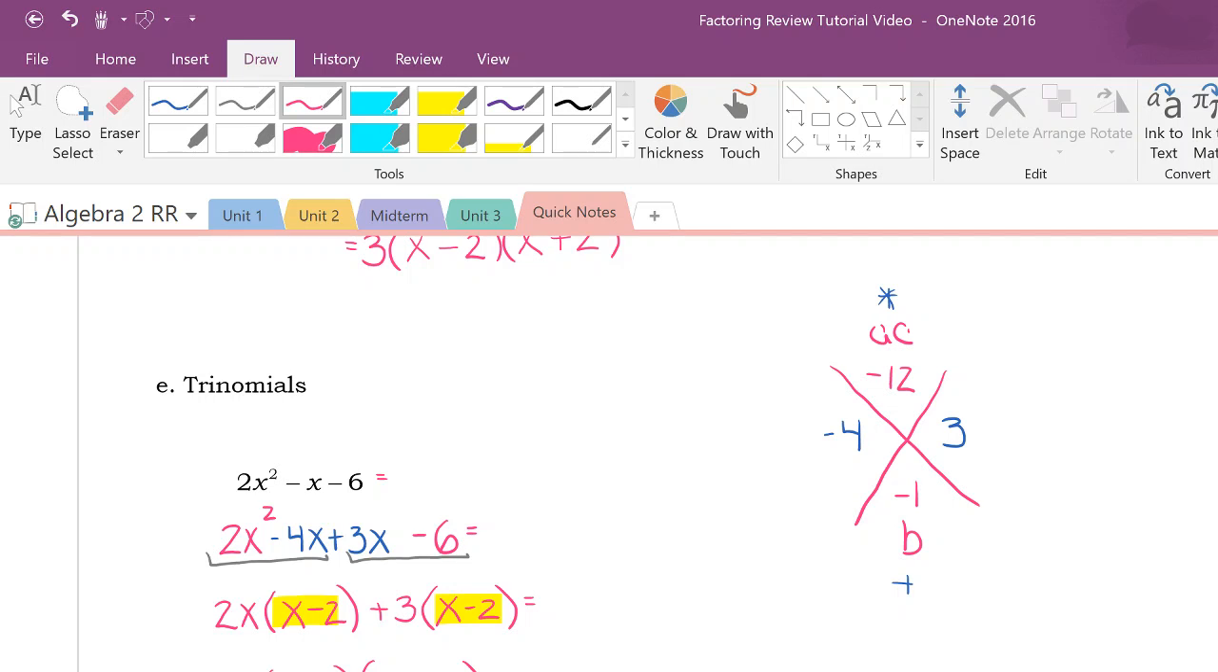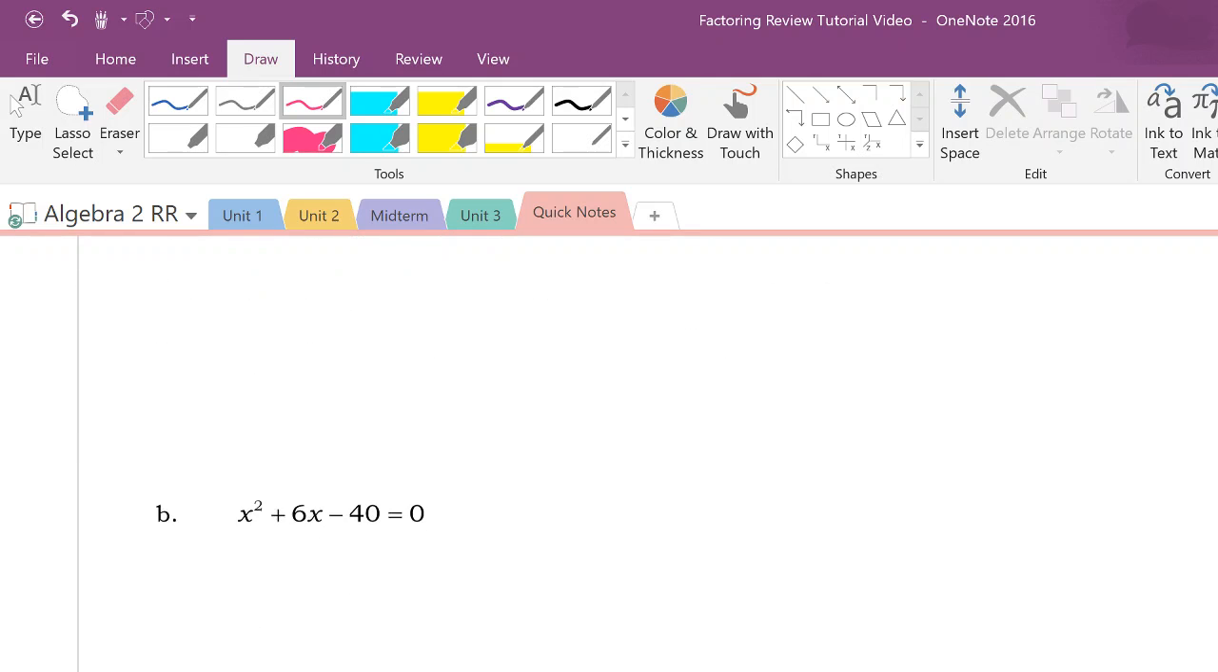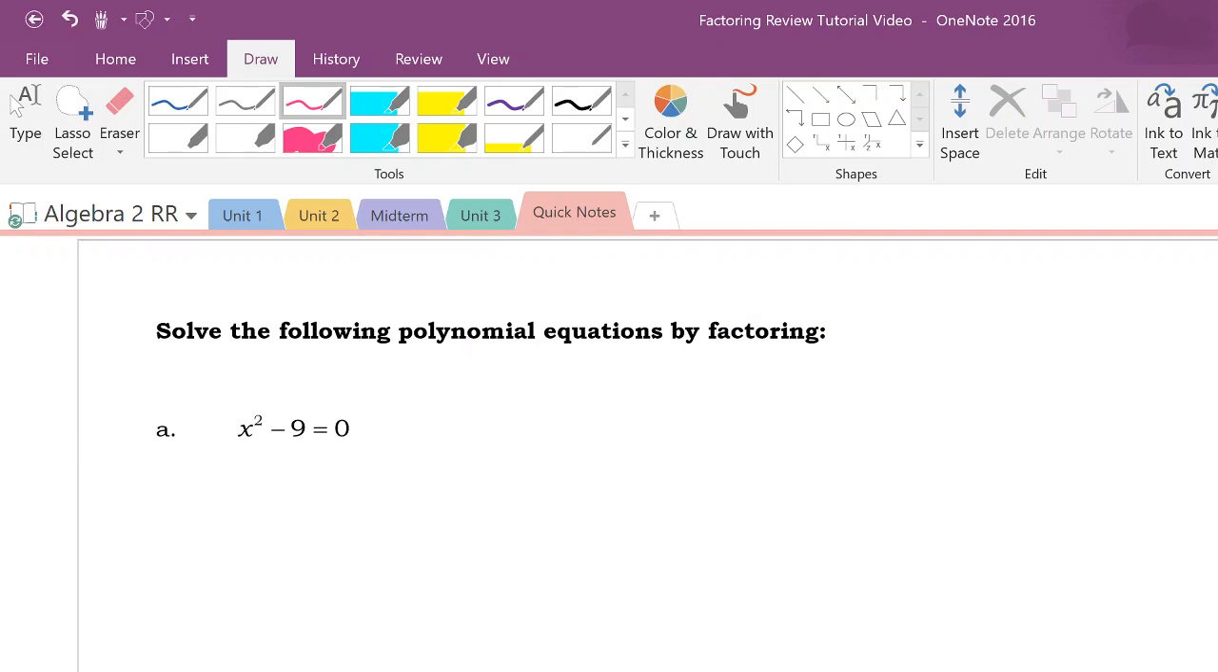I am done factoring at this point because when I look at my 2 remaining binomials, they are not a difference of squares pattern and they do not have a GCF left inside. Now we're going to move on to some solving problems which are closely linked, when we solve by factoring, to the problems we just did. But the first step is factoring, and then we just have to do that last step of solving at the end.